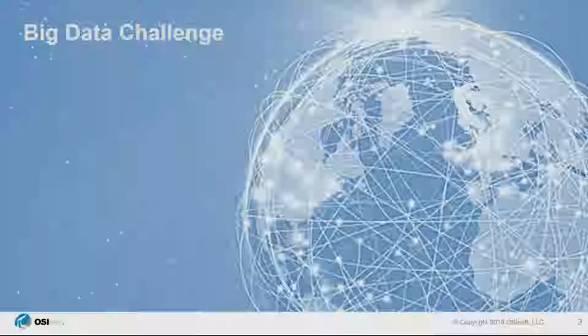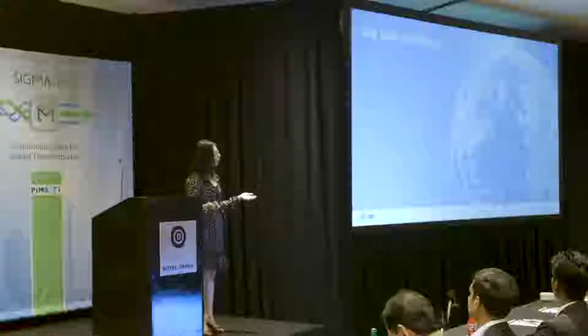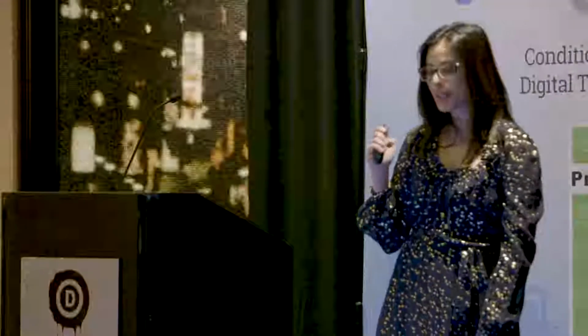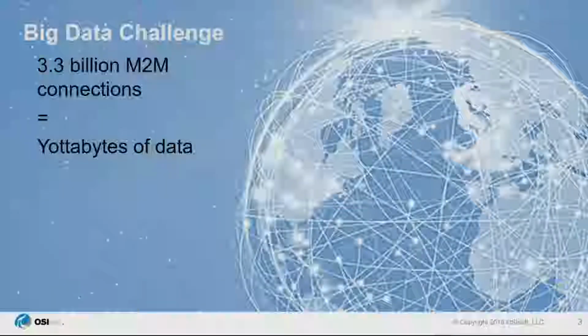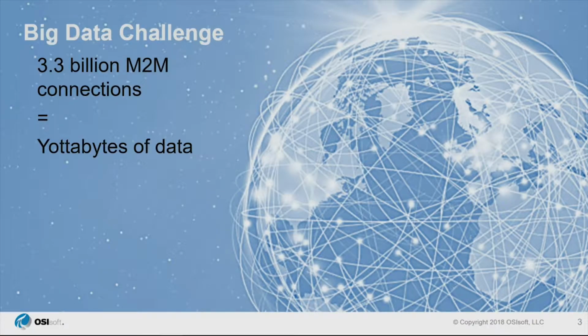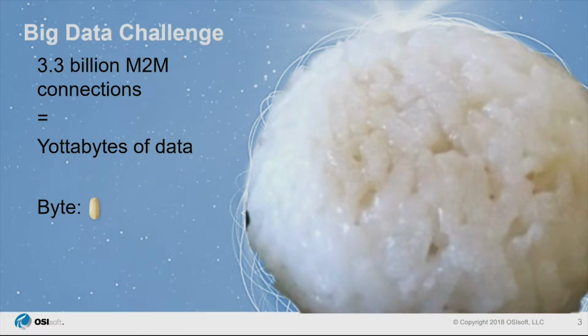So first, let's start with the big data challenge. We heard about IoT, Industry 4.0, big data. And this is a problem because we have the capability to gather more information. A statistic says that by 2025, we're going to have 3.3 billion machine-to-machine connections in the world. And this equates to yottabytes of data. If you want a measurement of what a yottabyte is, let's say that a grain of rice equals a byte. So a yottabyte of data is like having an Earth-sized rice ball. This is a lot of information that we need to make sense of, and we need tools to be able to do that.